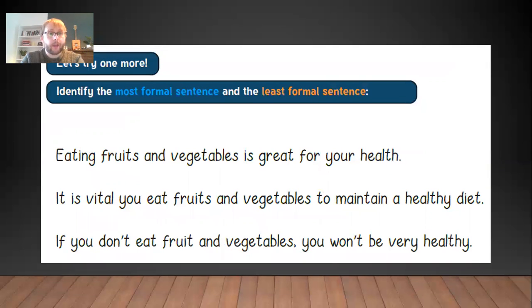Okay, another go then. This time, I'd like you to again identify the most formal sentence and why, going down to the least formal sentence and why. We've talked about it now, so everyone this time should be able to have a pretty clear go. Pause the video, have a go at that. When you've done it, start the video up again, and we'll talk through what I believe the right answer should be. Speak to you in a second.